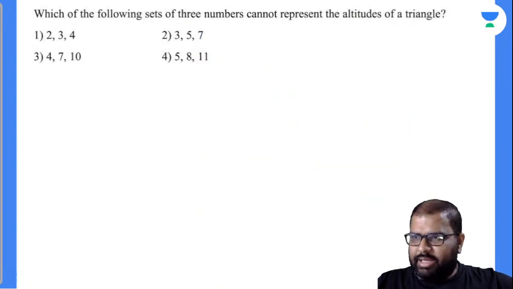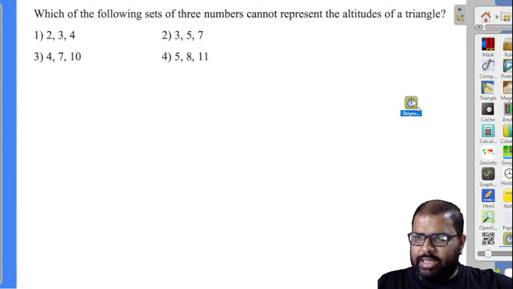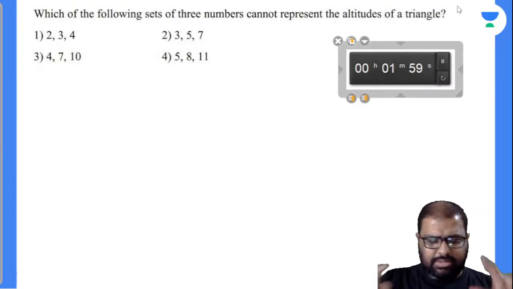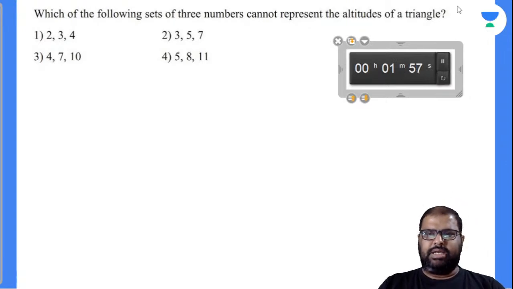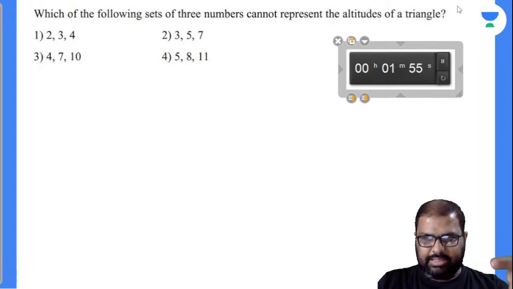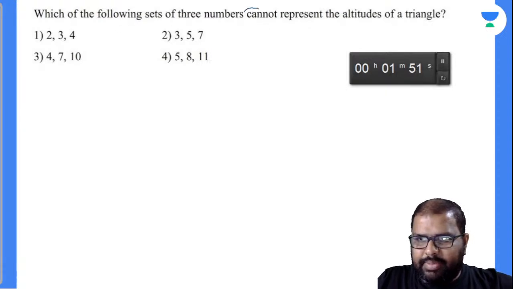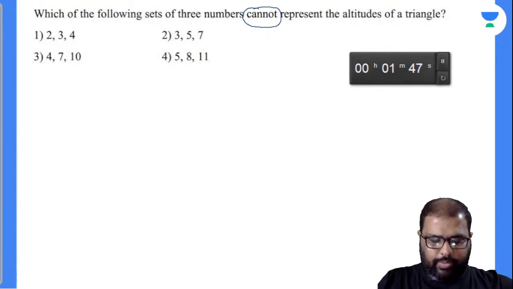Now, see here, till now you might have solved Pythagorean triplets. But this is not Pythagorean triplets. The question asked is, which of the following sets of three numbers cannot represent, I am underlining the point, cannot represent altitudes of a triangle. Now let's see how many can answer this.